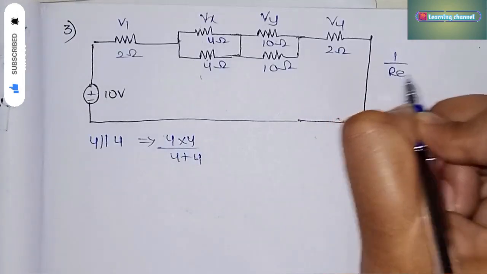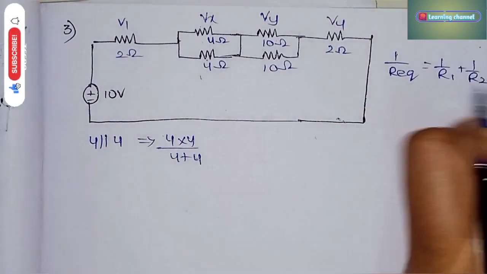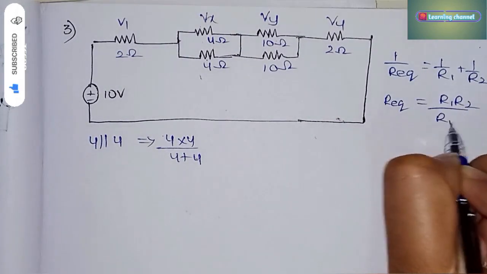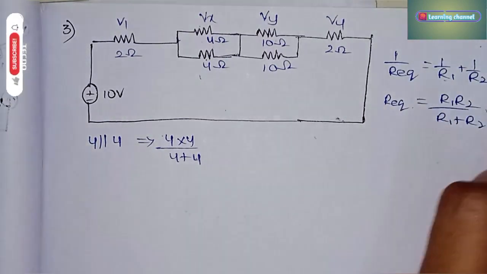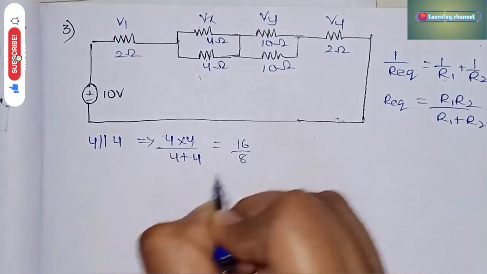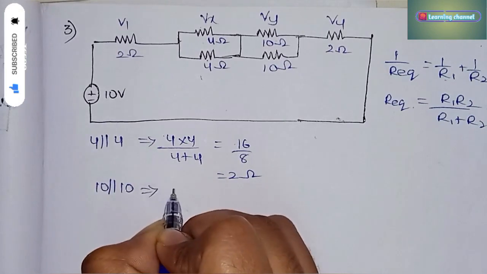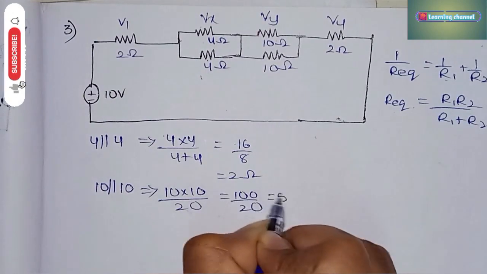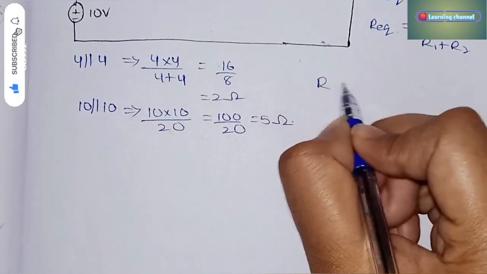How did we get R equivalent? The formula to find R equivalent is 1 by R equivalent equals 1 by R1 plus 1 by R2, the two resistance values. Taking LCM and then the reciprocal, R equivalent is equal to R1 R2 by R1 plus R2. So 4 into 4 by 4 plus 4 is 16 by 8, that is equal to 2 ohms. And next, 10 is parallel to 10, so 10 into 10 by 20, that is 100 by 20, equal to 5 ohms.